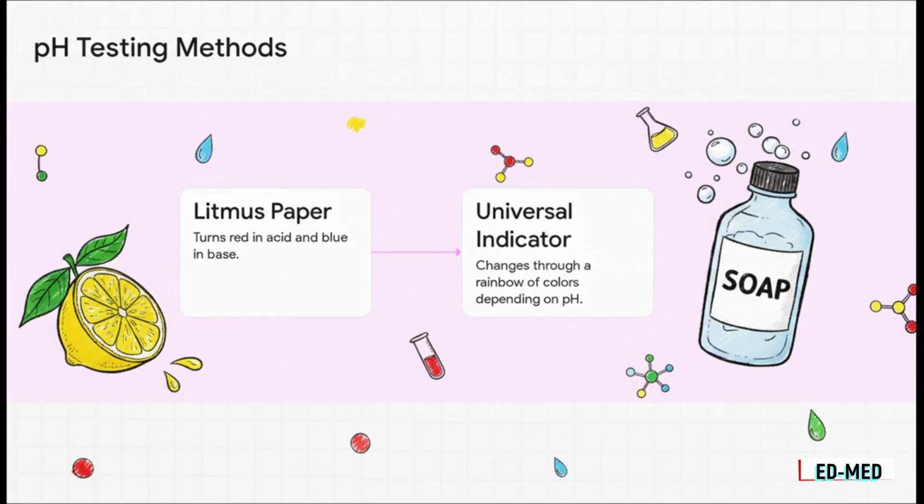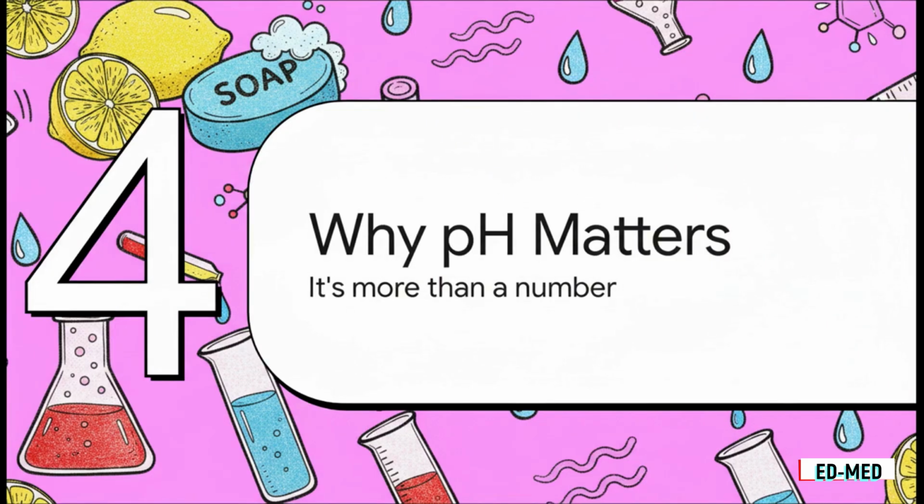The classic method you probably remember from school is litmus paper. It's just a simple strip that gives you a straight answer. It turns red if you dip it in an acid, and it turns blue in a base. Simple. But if you want more detail, you can use a universal indicator. It's this liquid that changes into a whole rainbow of colors, and each color matches up with a specific pH number. Pretty cool, huh?